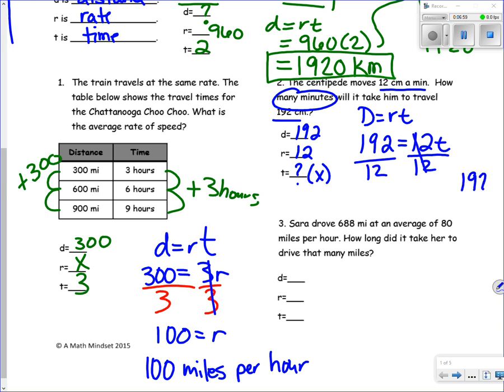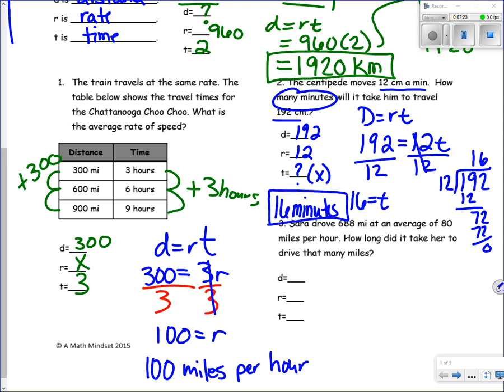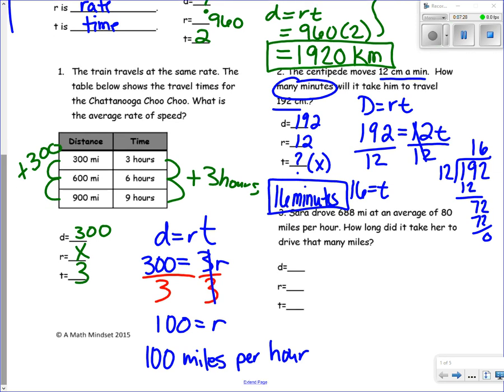So 192 divided by 12. 12 goes into 19 once. 7, bring down the 2. 12 goes into 72 6 times, which zeroes me out. So 16 equals T, and I wanted to know how many minutes. So we need to say 16 minutes. And again, guys, once you know where the information goes, it's pretty easy to use. That's the only equation you're going to have to use when it's distance, rate, and time, and a combination of those.